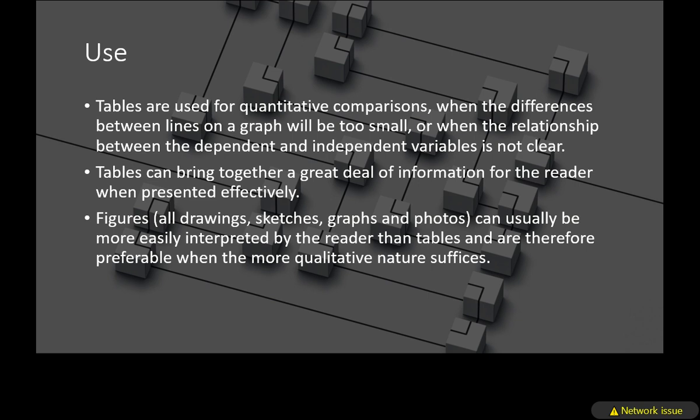Now where do we use tables and where do we use figures? Tables are used for quantitative comparisons. Quantitative means what? There are two words: one is quantitative, the other one is qualitative. What does it mean? Quantitative is for numbers. Very good. And qualitative is?